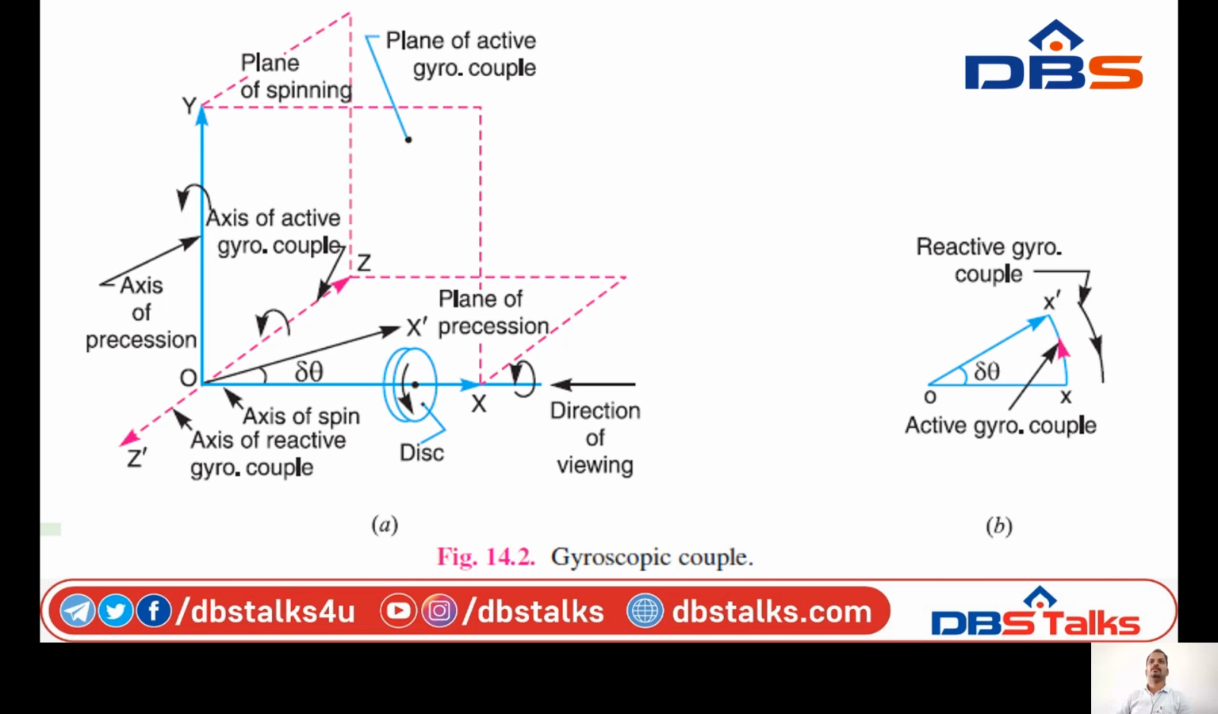Consider a disk spinning with an angular velocity omega radians per second about an axis of spin OX in the anticlockwise direction. The plane in which the disk is rotating is parallel to the plane YOZ, which is called the plane of spinning. As we can see in the diagram, YOZ is the plane of spin, the plane XOZ is a horizontal plane, and the axis of spin rotates in a plane parallel to the horizontal plane about an axis OY.